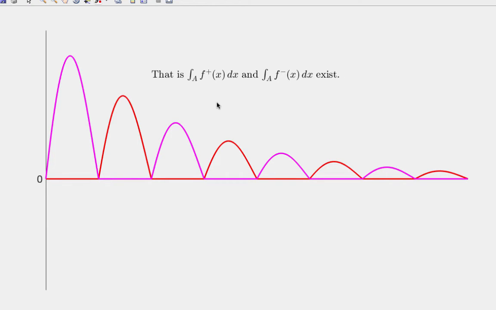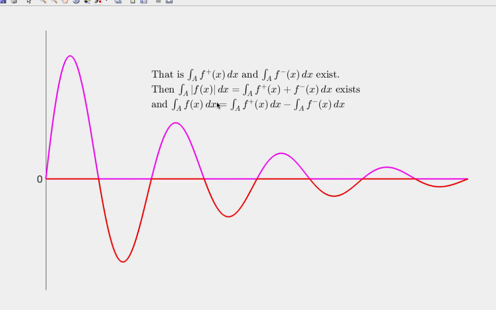So suppose that the integral of the positive part and the integral of the flipped negative part both exist. If that is true, then the integral of the absolute value exists and is equal to their sum, and the difference of the positive part minus the negative part gives me the integral. That is, the integral of f over a exists.